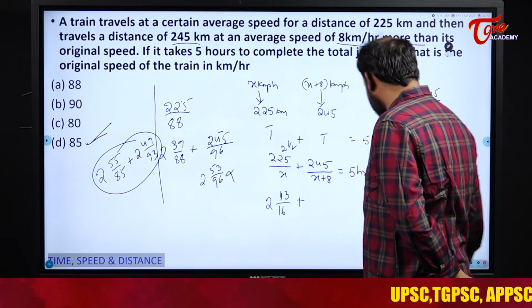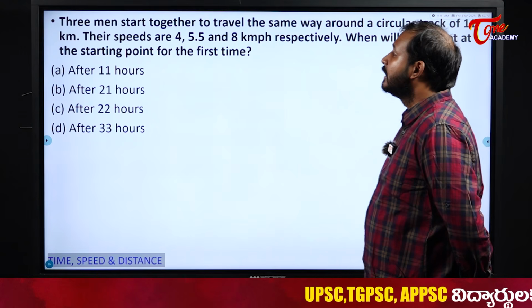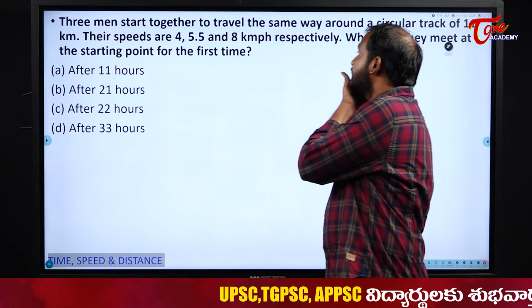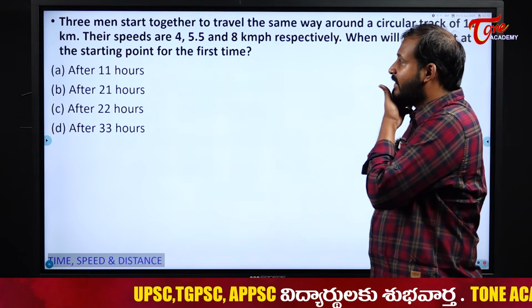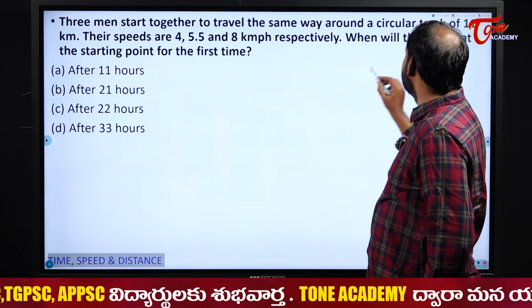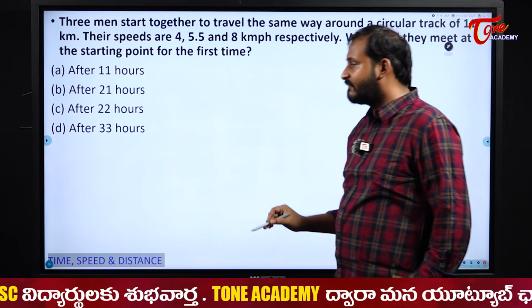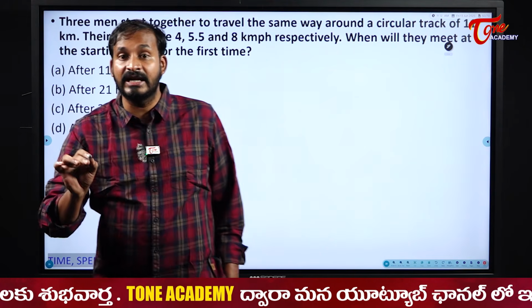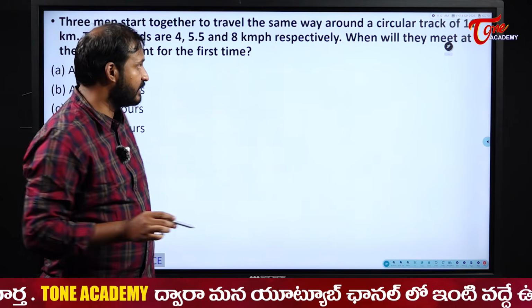Okay. Right. Next one. 3 men start together to travel in the same way around a circular track of 11 kilometers. Their speeds are 4, 5.5 and 8 kmph respectively. When they meet at the starting point for the first time, at the starting point for the first time, students. Remember carefully.